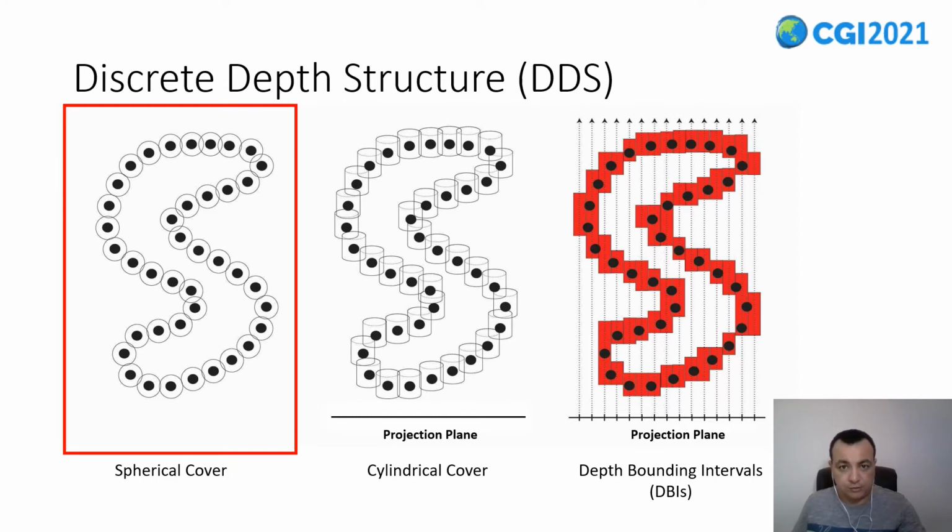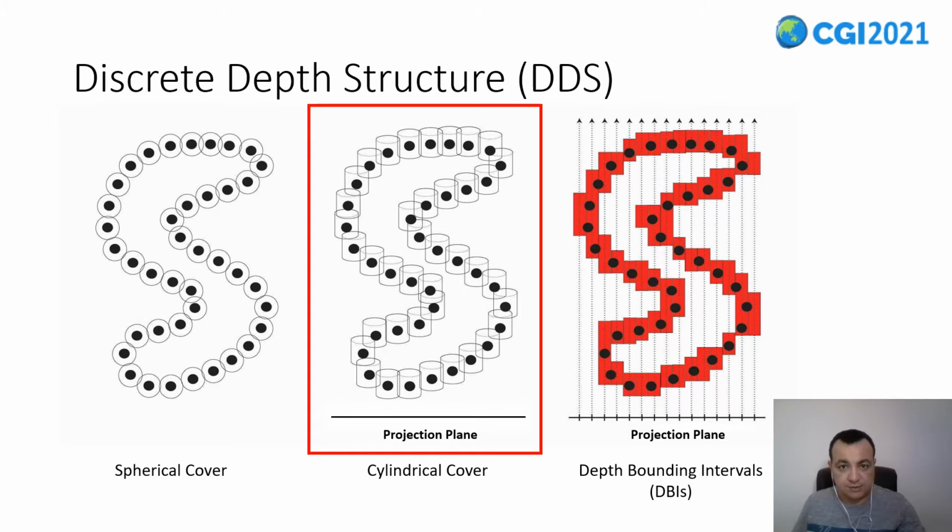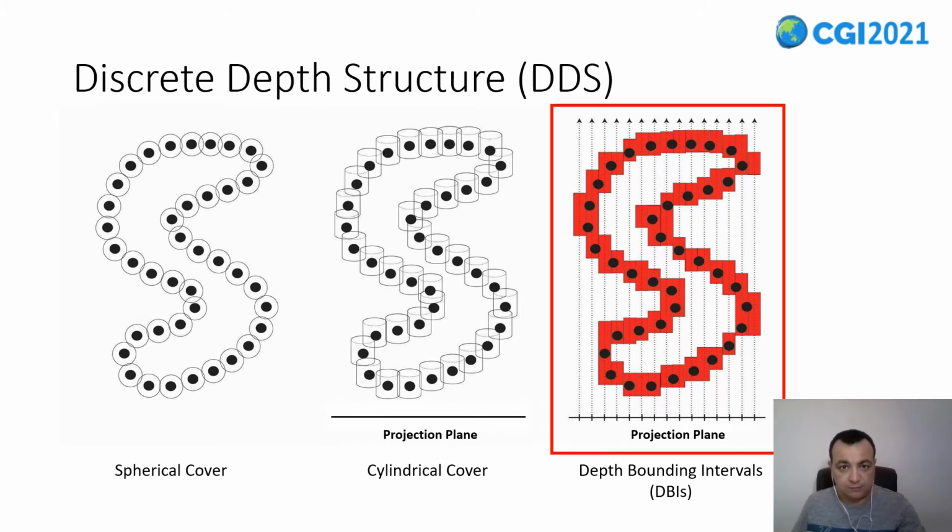For an input set of points, the connectivity between the points is restored using an adaptive spherical cover, where the radius of a sphere is inversely proportional to the sampling density at the corresponding point. Then the spheres can be simplified as cylinders, which are axis aligned with a projection plane. Then we discretize the projection plane into a grid of cells and also discretize the cylinders into depth intervals. And we blend the intervals of different cylinders if they intersect. So intersecting depth intervals are blended into a single depth bounding interval, or a DBI.